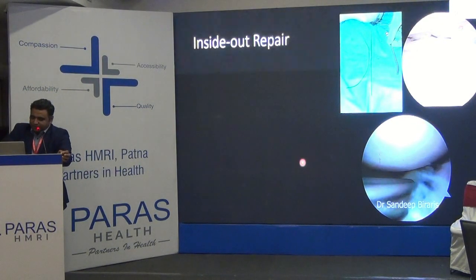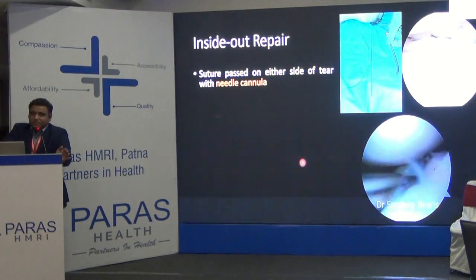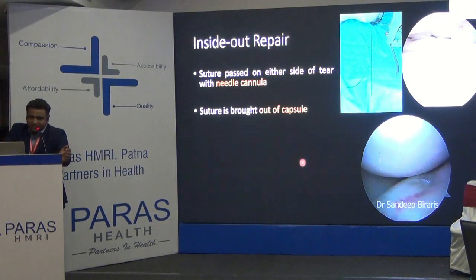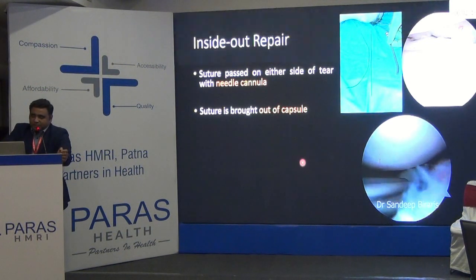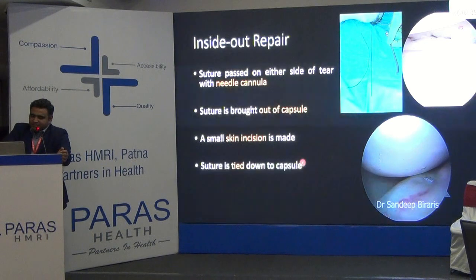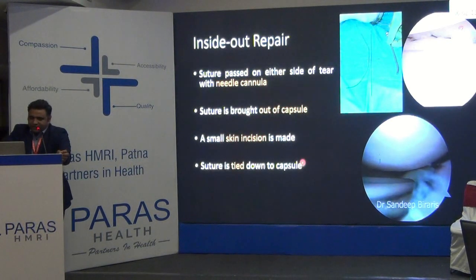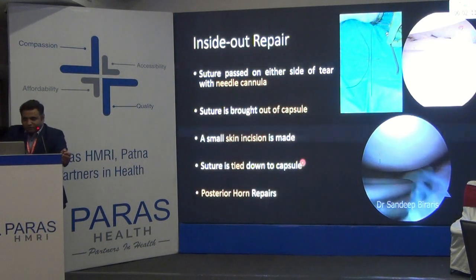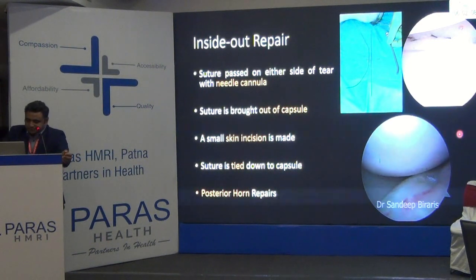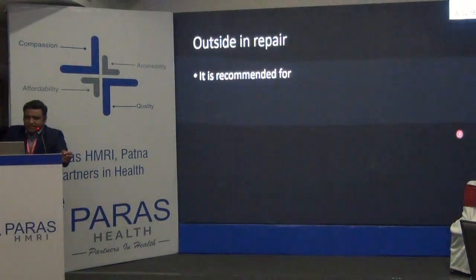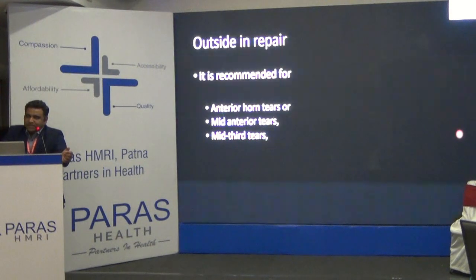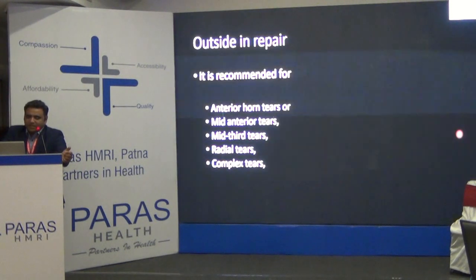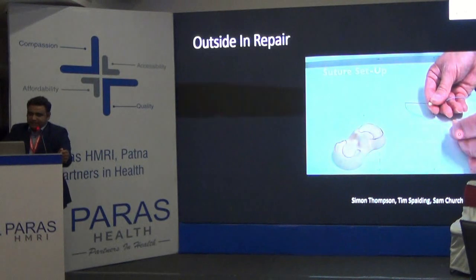Then inside out repair: usually sutures are passed with the help of a cannula, as we have seen in today's lecture by Dr. Arvind. Then the suture is brought out of the capsule, a small incision is made, and the knot is tied tight on the capsule. This is usually for posterior horn repairs, which can be very well managed with inside out. And outside in, if tears are in the anterior part or mid anterior part, and even middle third tears can be managed with the outside in repair technique.